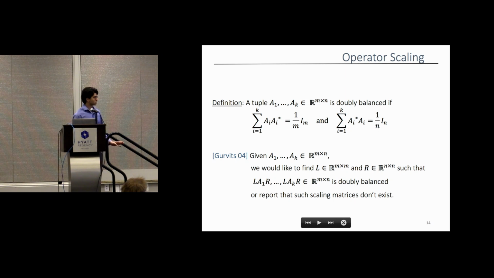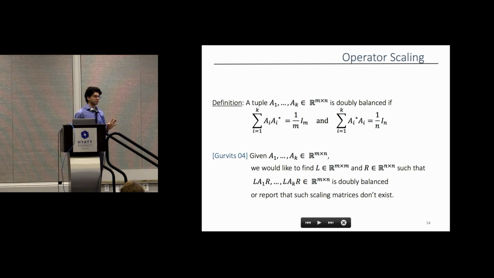It turns out to be a generalization of the matrix scaling problem. You are given this tuple of matrices A_i, and you'd like to satisfy these two simultaneous balance conditions. So the sum of A_i star, you want that to add up to the identity, and then the sum of A_i star A_i, you want that to add up to the identity.